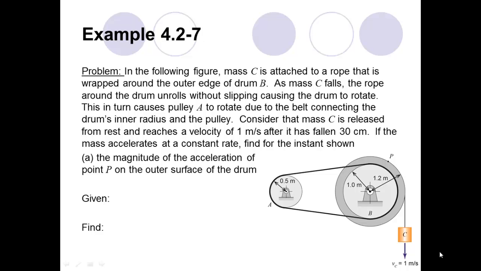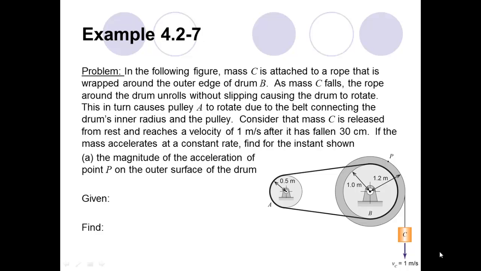This is example 4.2-7 from the text Conceptual Dynamics. The problem statement reads: in the following figure, mass C is attached to a rope that is wrapped around the outer edge of drum B. As mass C falls, the rope around the drum unrolls without slipping, causing the drum to rotate. This in turn causes pulley A to rotate due to the belt connecting the drum's inner radius and the pulley.